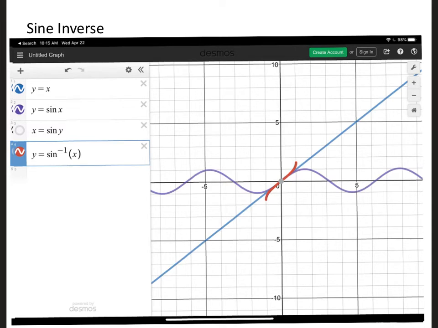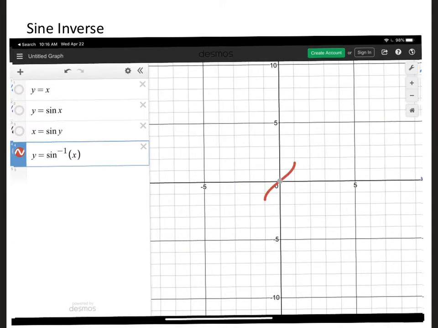So now I'm going to clear the screen of everything but the sine inverse and talk about some special features of the sine inverse equation. The domain of this function is between -1 and +1, and the range of this function is from negative about 1.57 to positive 1.57. These are actually just rounded values of pi over 2. And again, the domain is -1 to +1.